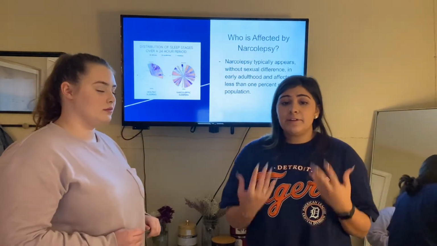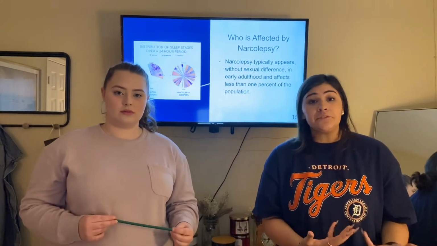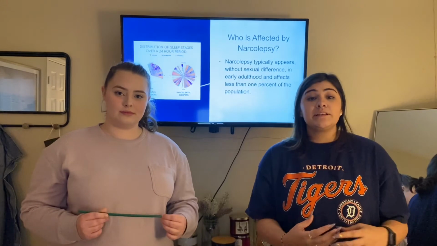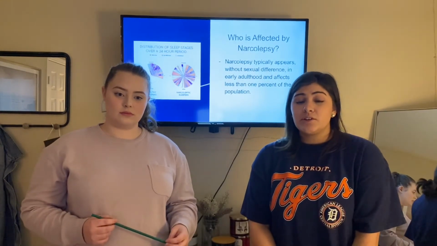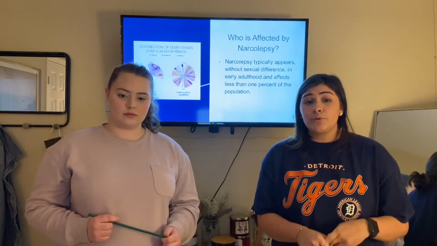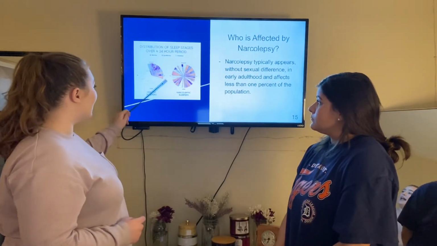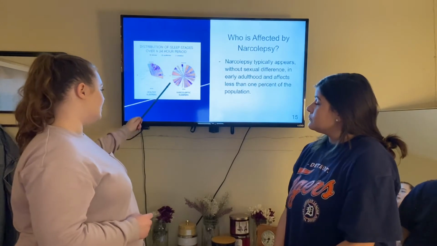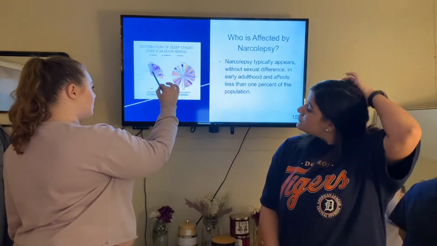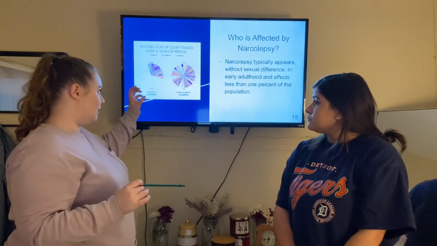So who is actually affected by narcolepsy? Narcolepsy typically appears without a sexual difference, meaning that females versus males, nobody is affected more than the other. It's also in early adulthood when you could be affected by it, and it affects less than 1% of the population. And here are diagrams of healthy sleepers, and this is one of a narcolepsy patient. As you can see, the healthy patient experiences way less REM sleep than a patient with narcolepsy, and you can see that this occurs all throughout the night, not just a certain portion.